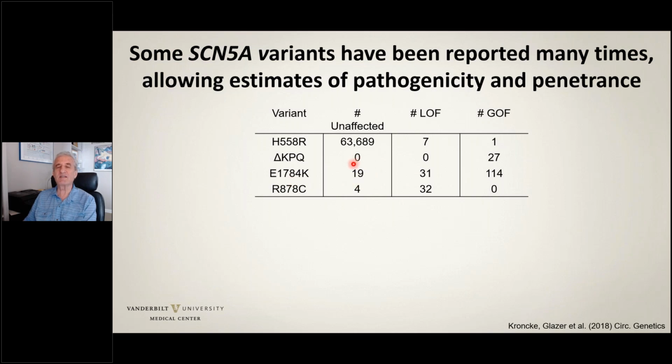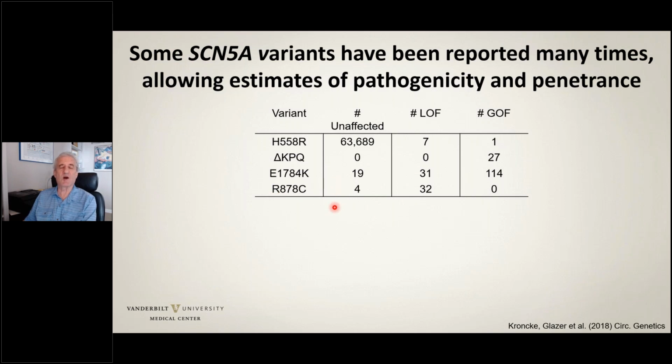Some people are unaffected. Most people have the long QT syndrome phenotype. Some of the people have a loss of function phenotype as well. And then there's R878C, which has a few unaffected people in the literature, but most people are a loss of function. So this is a Brugada syndrome variant. So this kind of population data plus functional data allows you to assess pathogenicity and to some degree penetrance.